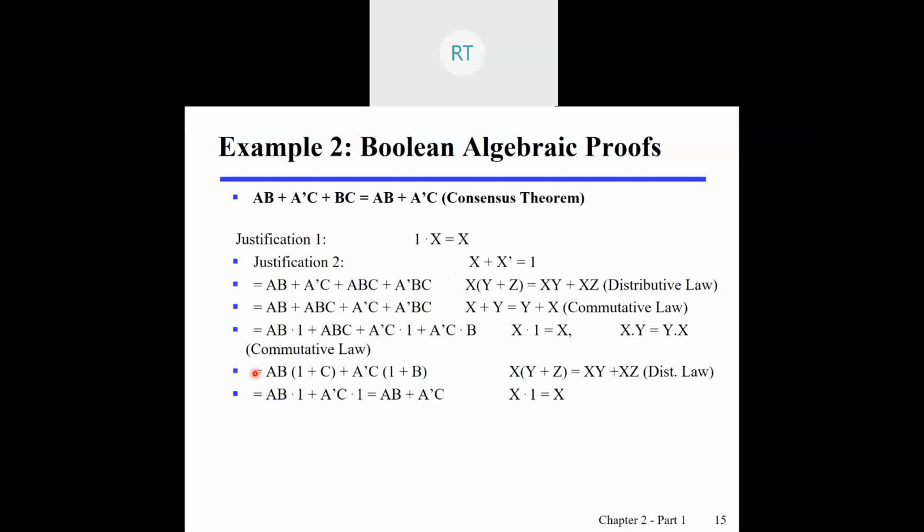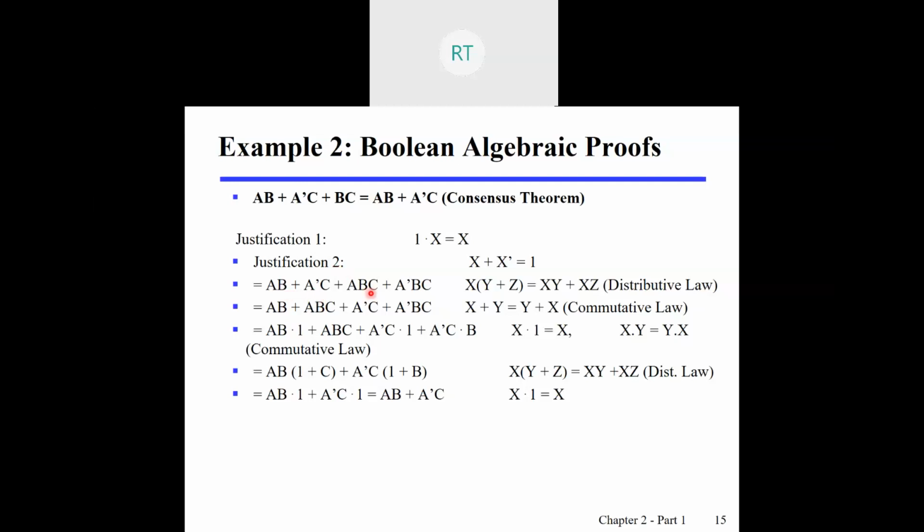We do another example. AB plus A bar C plus BC. We need to prove that it is equal to AB plus A bar C. How are you going to start thinking about proving this? AB is still here, so you don't need to eliminate it. A bar C is available, but you need to eliminate BC, okay? So we start with the first, you have AB plus A bar C.